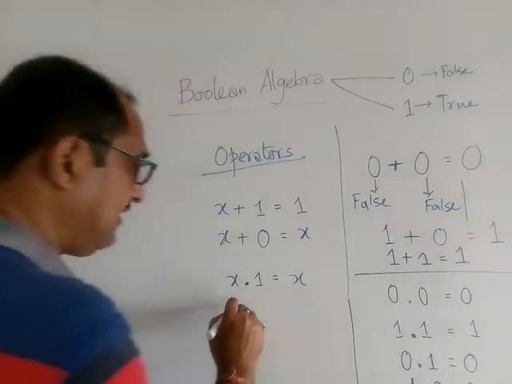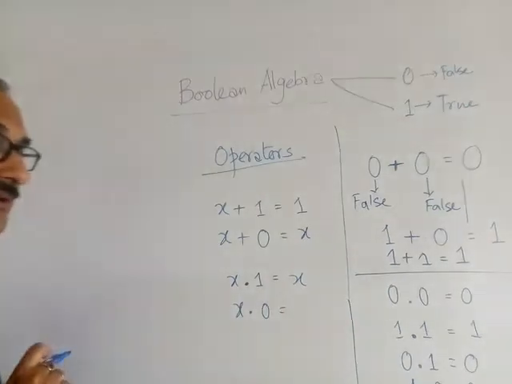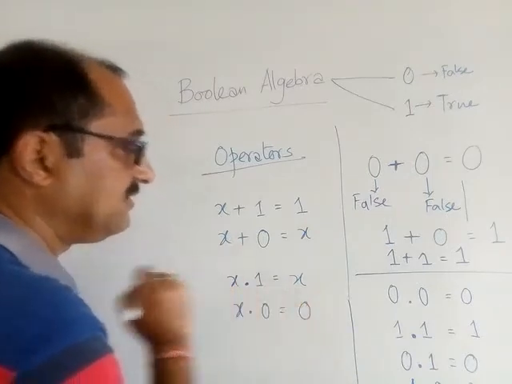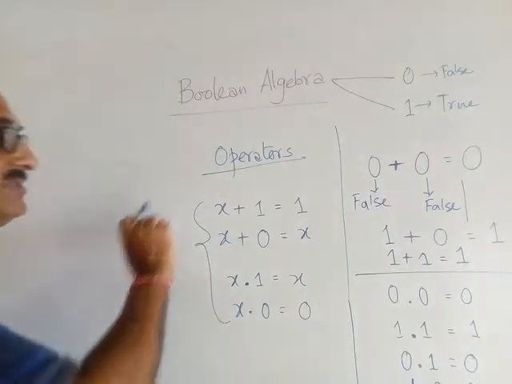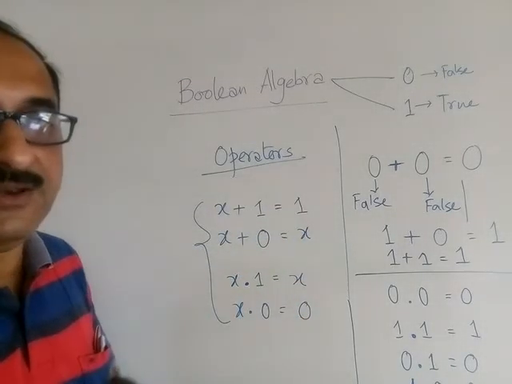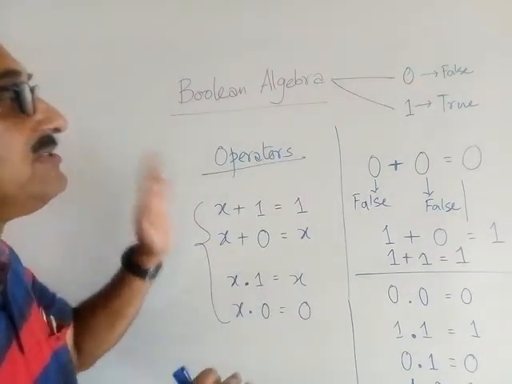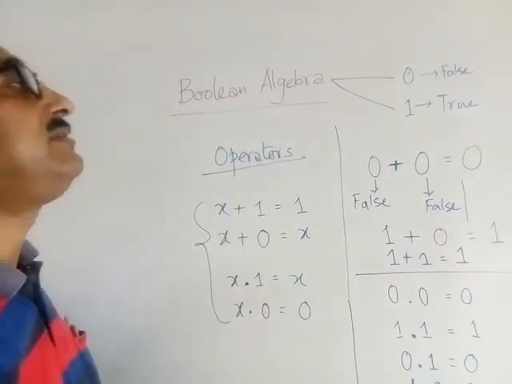Now, if I write x dot 0, what will happen here? Since one of them is 0, no matter what x is, always the result will be 0. So these few computations, you have to know very, very well. Fine. So just go through this, and then I will start my next video. I will talk about some more rules in Boolean algebra.